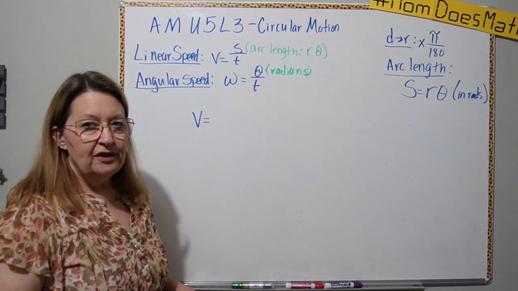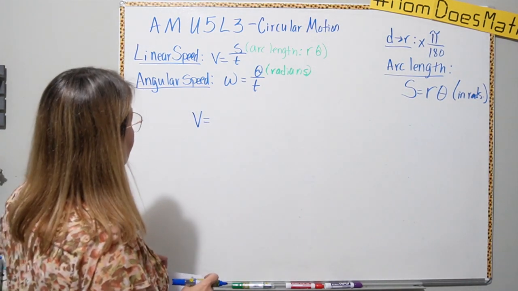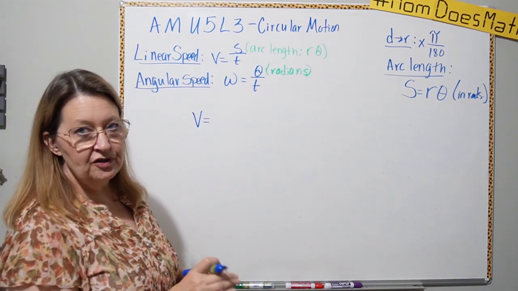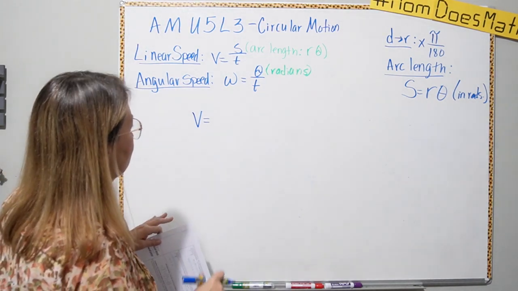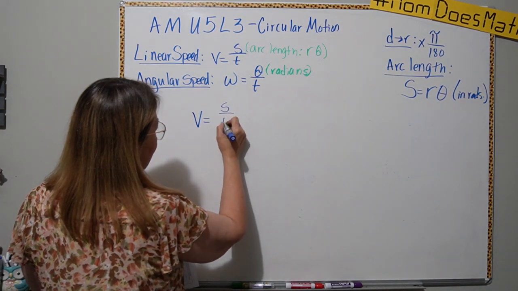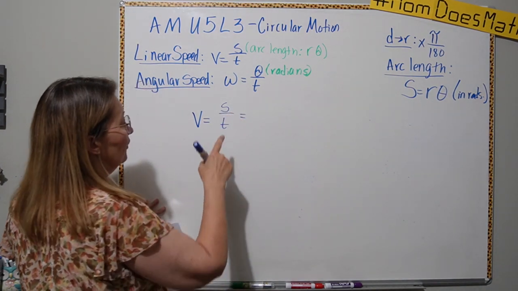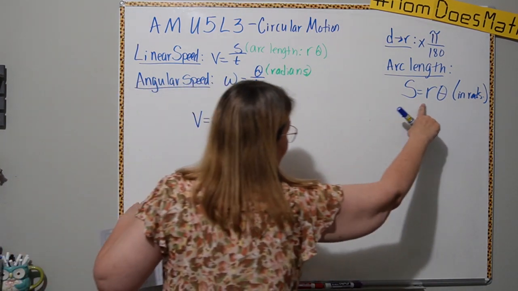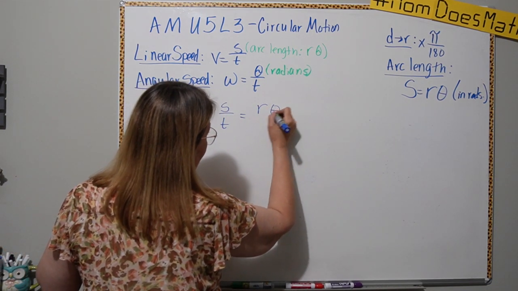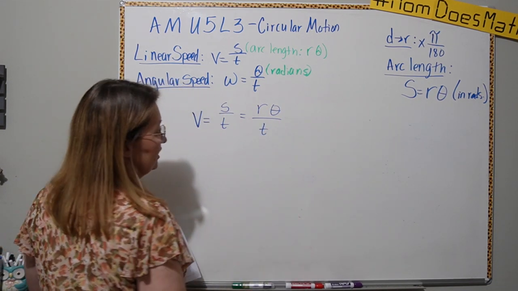Next, we're going to look at how to use angular speed to find linear speed. And this is just going to be a series of substitutions across here on your guided notes. All right, the formula for V was S over T. And then we could substitute this in for S. So that would give us r theta over T.